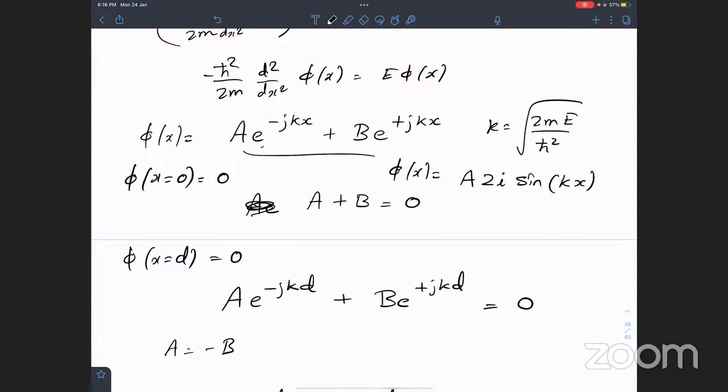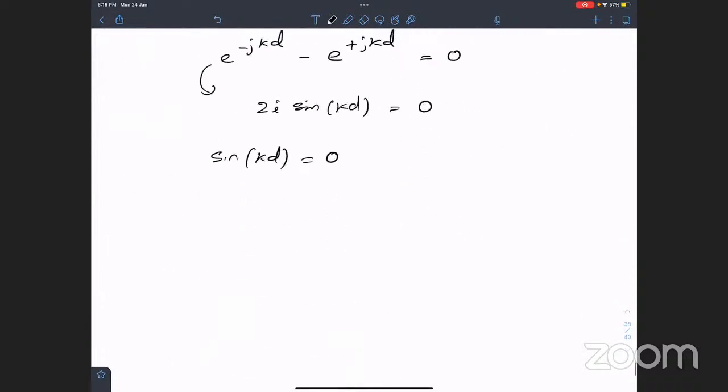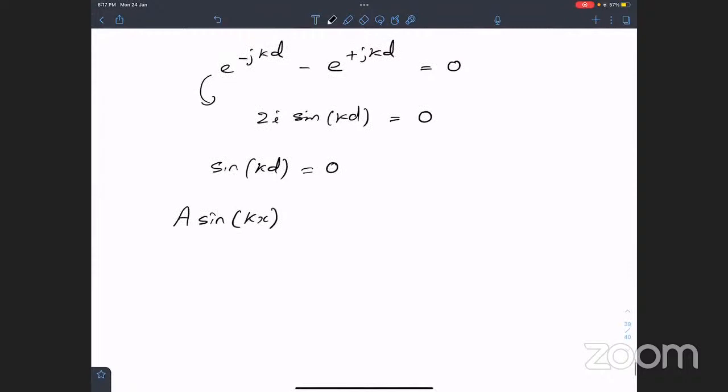Because e to the power minus jkx is cos kx minus j sine kx, and e to the power plus jkx is cos kx plus j sine kx. The minus sign can be absorbed in a, and the 2 also can be absorbed in a. So finally I know that my wave function is of the form a into sine of kx, and at x equal to d it should be 0, right? So what does this imply?